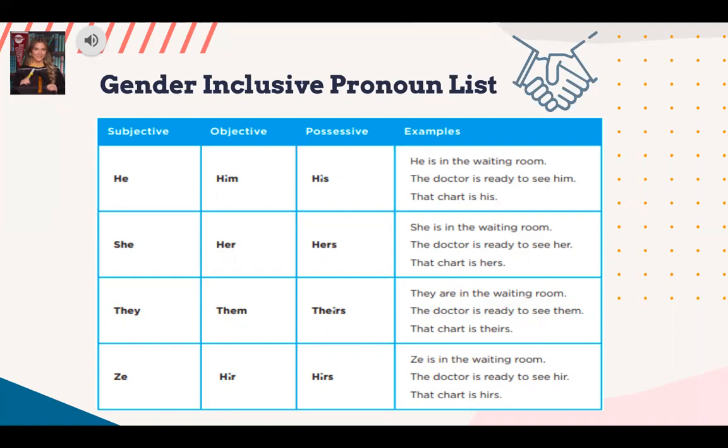Then we have ze, hir, and hirs. Ze is in the waiting room, the doctor is ready to see hir, that chart is hirs. Using appropriate pronouns with a patient will allow them to feel more comfortable, and it shows respect on our end as nurses. This will result in better patient and healthcare provider relationships and promote adequate patient satisfaction.